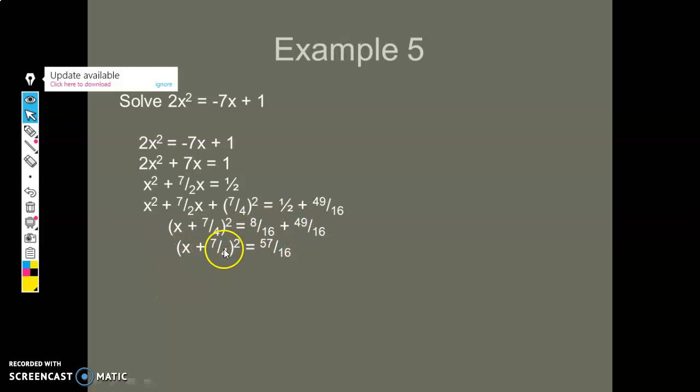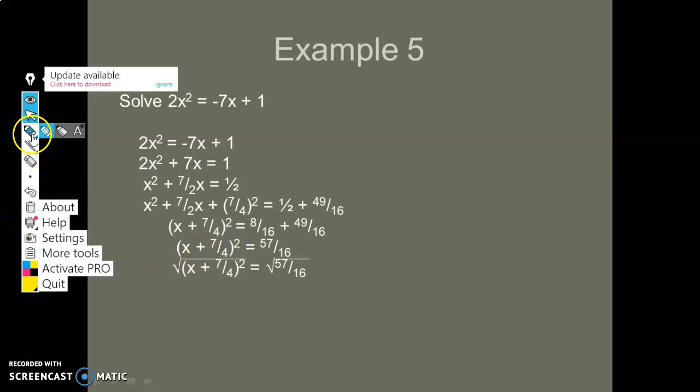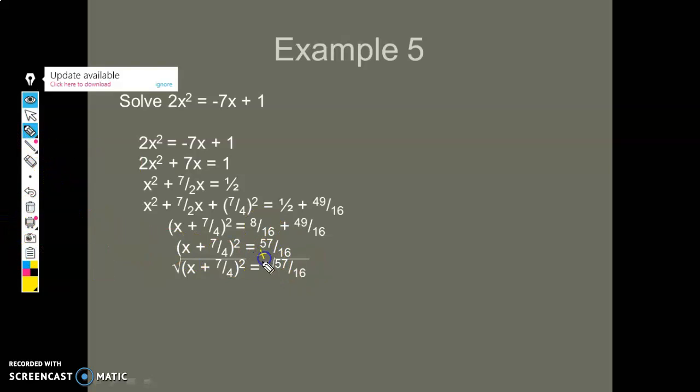Next thing we're going to do is try to get rid of the square, because we got a binomial square, so we square root both sides. This is about the time where we have to remember to put the plus or minus sign in. Legally, that's what we should be doing here when we put the square root on both sides. Then we have the square root of 57 over 4, because the square root of 16 is 4. So I took the square root of 16 and made it into 4.